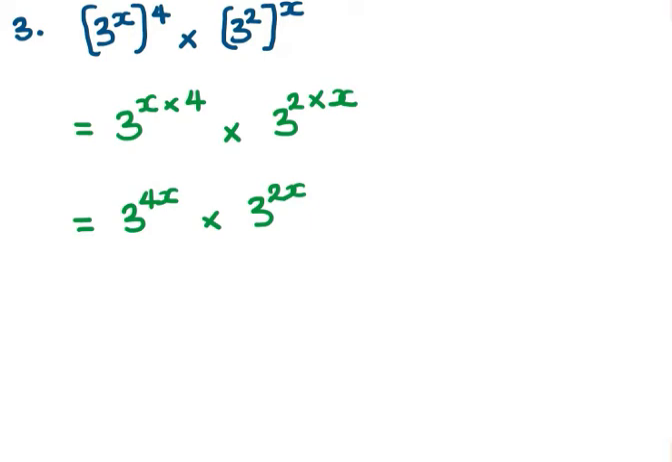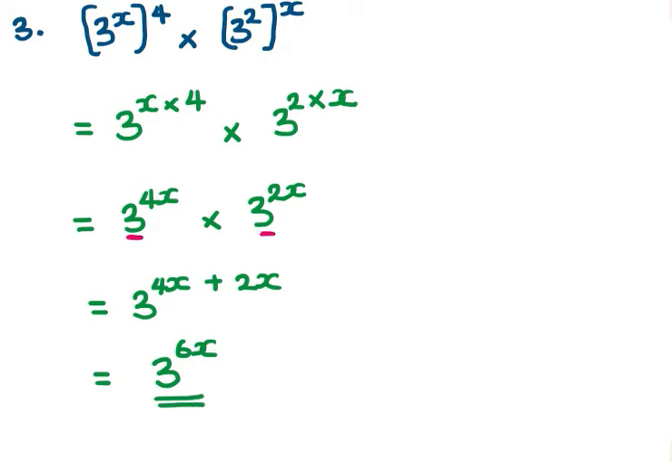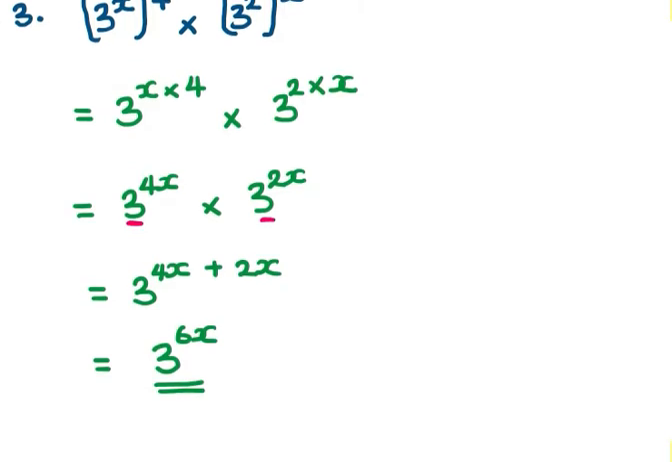Now, since the bases are the same, we can add their powers so that we come up with 3 to the power of 4x plus 2x, such that we come up with 3 to the power of 6x, and that becomes our final answer. Let's move on. We try another example.